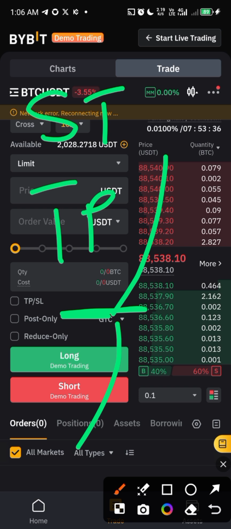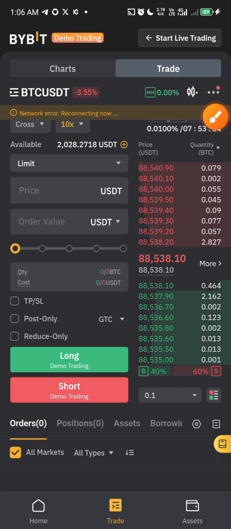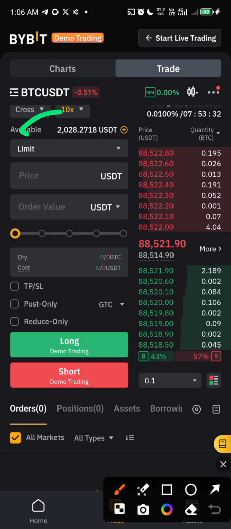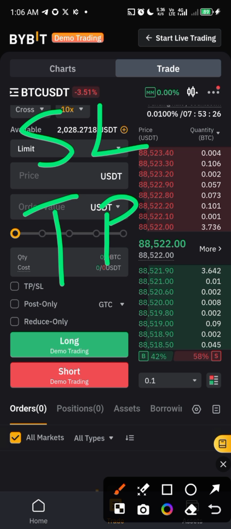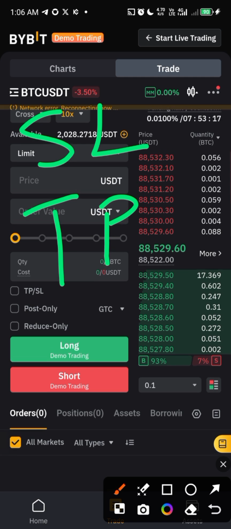So this is stop loss. It's supposed to be SL. Let me do it again. Stop loss is supposed to be SL, and TP is what? TP. You understand? So it's always good to set your SL so that you don't get liquidated out of the market. So I'm going to show you how to calculate all of that.